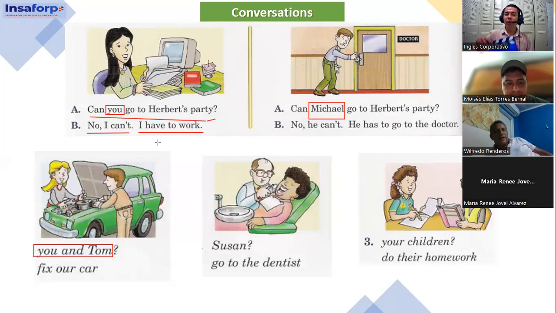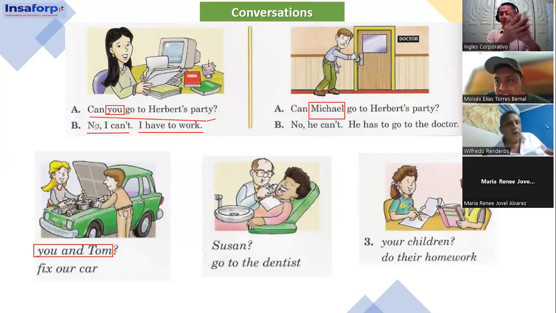Ready? Okay. 1, 2, 3, action. Can you and Tommy go to her party? Herbert's? Wilfredo, Herbert's party? No, we can't. Wait. Sorry, Moises. No, we can't. Okay. No, we can't. Finish, right?